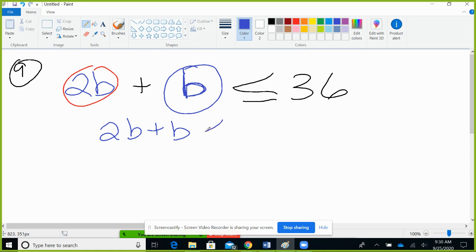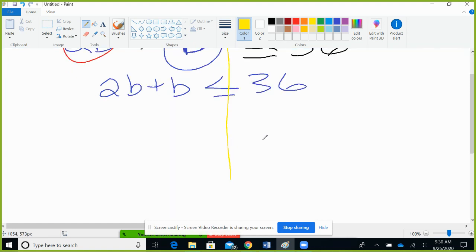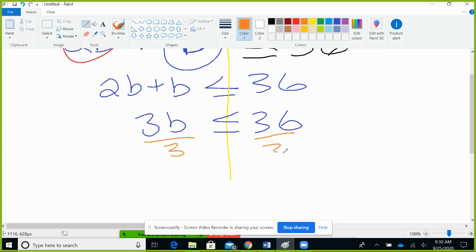So there's my equation. 2B plus B is less than or equal to 36. Boom. First step, goodbye my like terms. 3B is less than or equal to 36. Next step, isolate the B. B is less than or equal to 12.